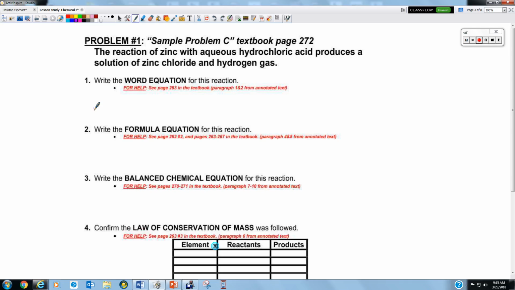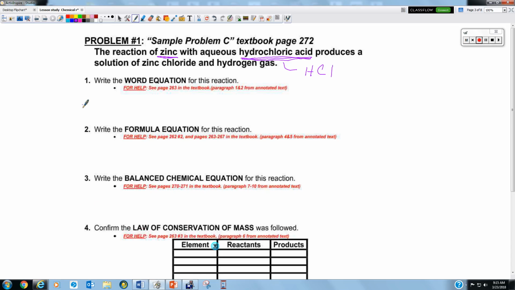All right, it says write the word equation for this reaction. And so we have a reaction with zinc with aqueous hydrochloric acid. Now, most of the time I'm not going to give you an acid because I haven't taught you to name acids yet. But if I give you an acid, I'm going to go ahead and tell you what the formula is. So this one happens to be HCl. The reaction of zinc with aqueous hydrochloric acid produces a solution of zinc chloride and hydrogen gas.